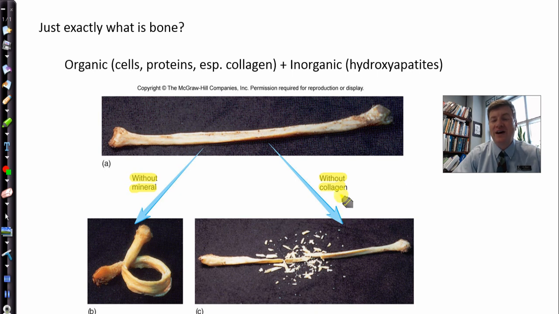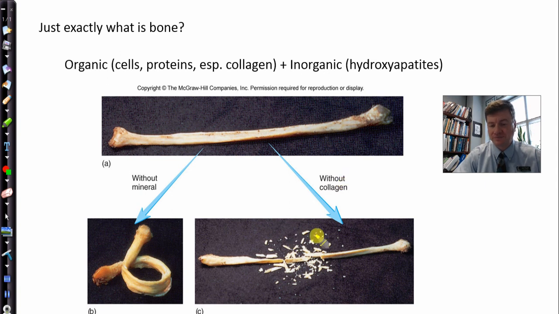The collagen: if I remove the collagen, if I remove the organic pieces of bone, which I can do by cooking a bone, by putting a bone in an oven and essentially breaking down the protein piece of bone, then I get this. I get a bone that's very, very brittle and breaks very easily. So that does hopefully show us what each of these does. Without the mineral, bones become bendy. In other words, the mineral part makes bones hard.